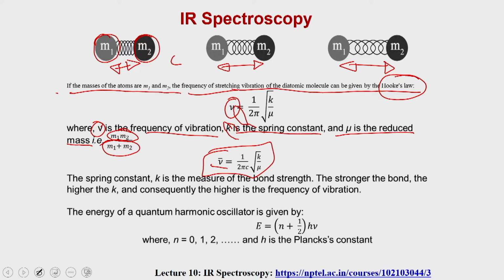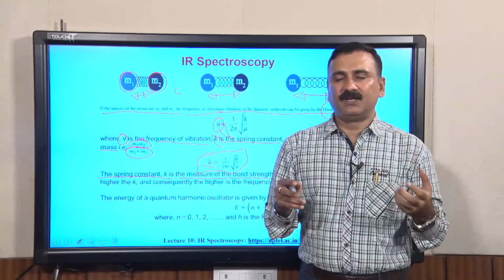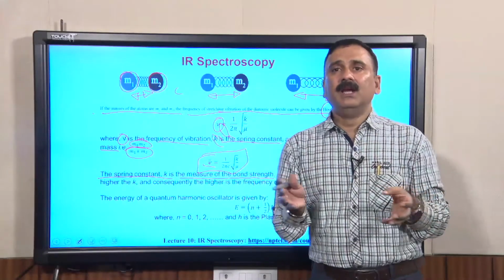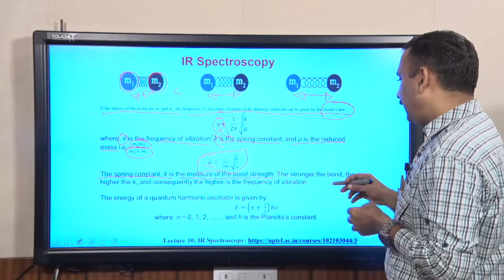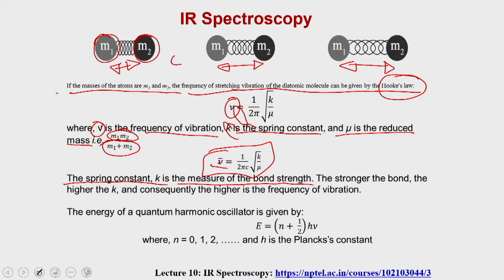wavenumber, ν̄ equivalent to (1/2πc)√(k/μ), where k is the spring constant, and the spring constant is a measure of the bond strength, which means the higher the bond strength, the higher is going to be the value of k, and that actually is going to decide at what frequency the molecule is going to do the vibrations.